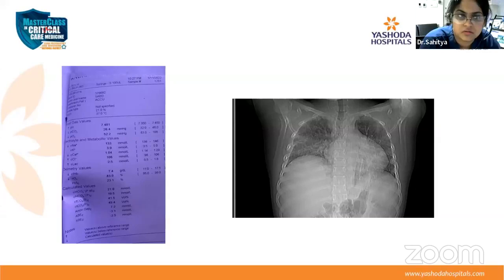Are you sure there was no murmur? There was no murmur which we made out. What was the heart rate of the patient? 103, sir. Yes, 103 was the heart rate, and 90/60 was the BP. Okay, go ahead, please.